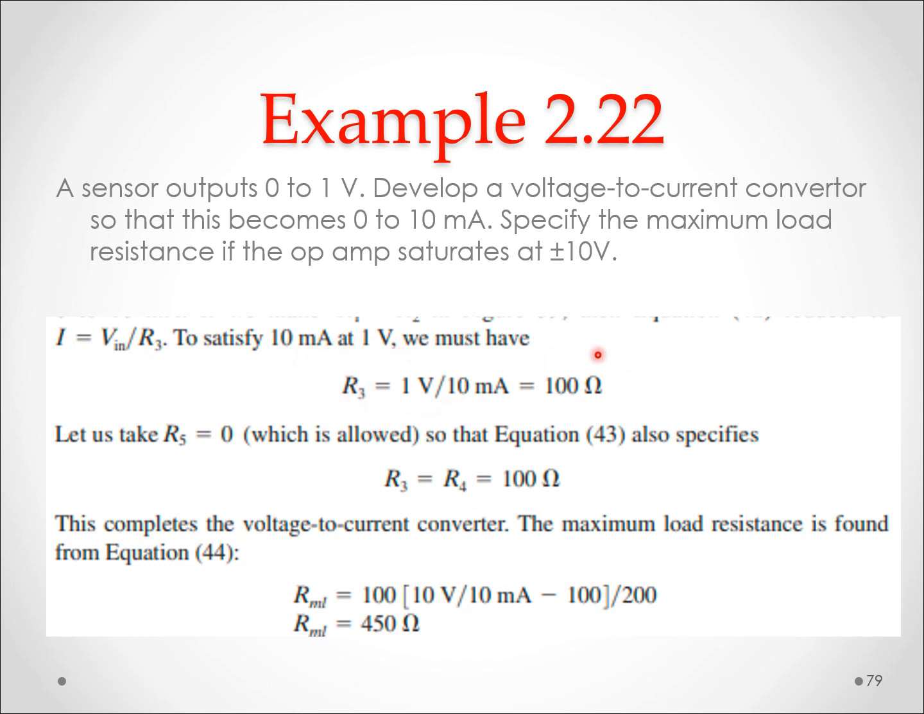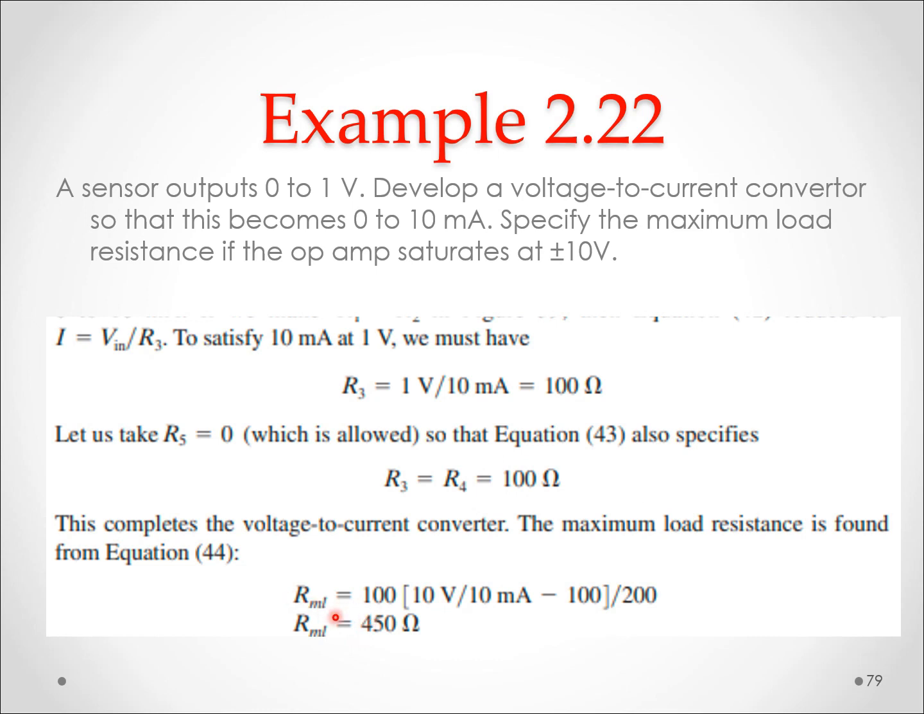This will complete the voltage to current converter, where the maximum load resistance can be found from the equation where RLmax is equal to 100 times 10 volts divided by 10 milliamperes minus 100 divided by 200. The maximum load resistance for this case will be 450 ohms.